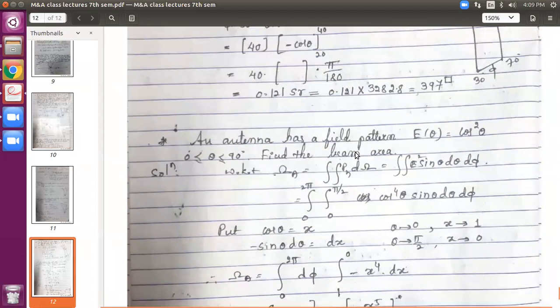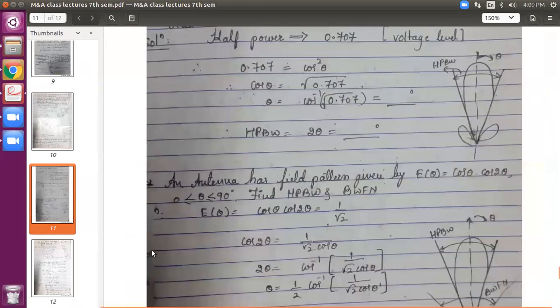We need to find the beam area. I am not talking about half power beam width and all. I am talking about the beam area overall, the beam solid angle omega A. In the theoretical background, you have seen that omega A is given by the integral of Pn d omega. Shall I just show you? I will just recall it.